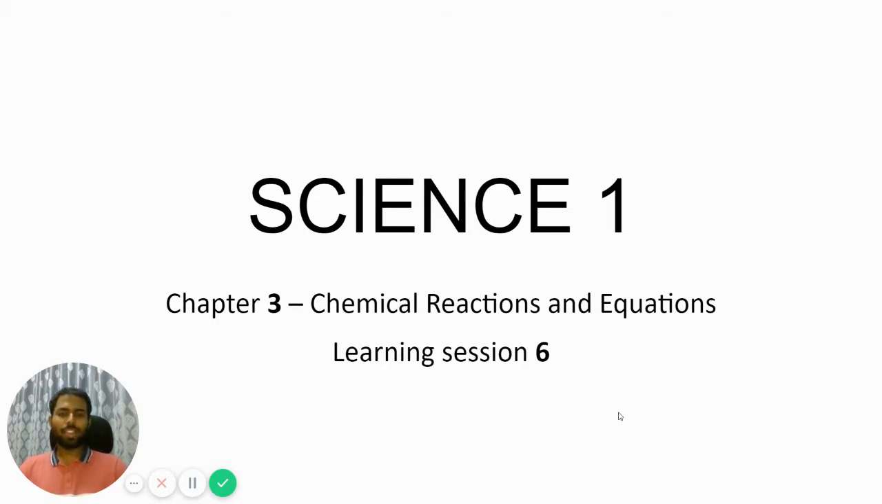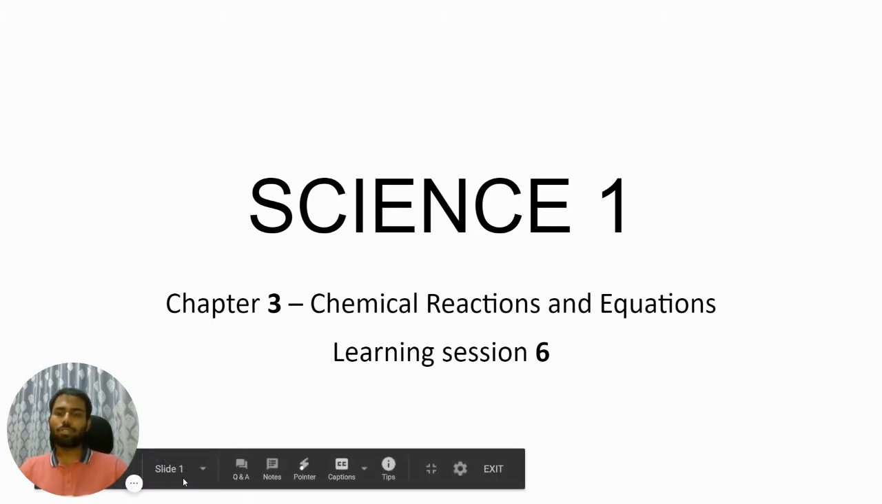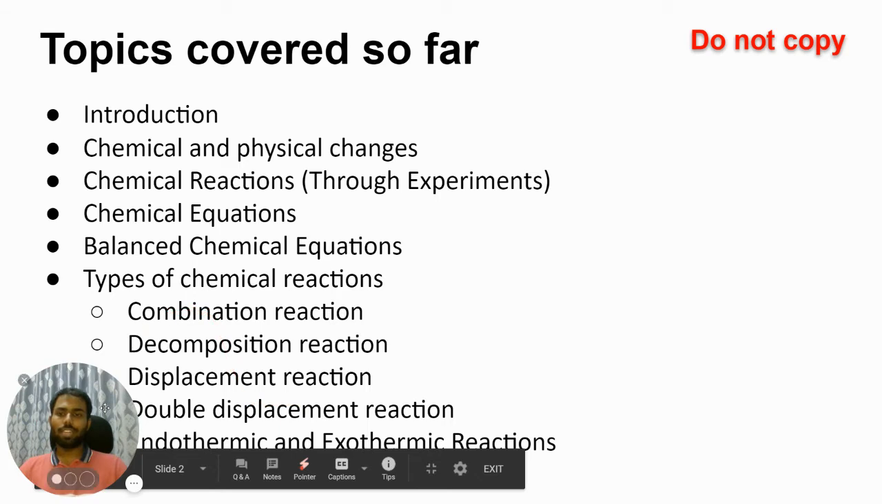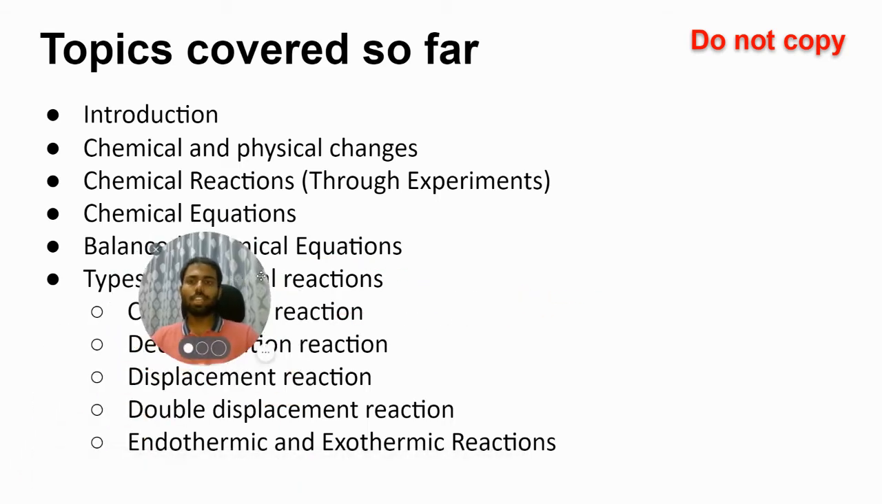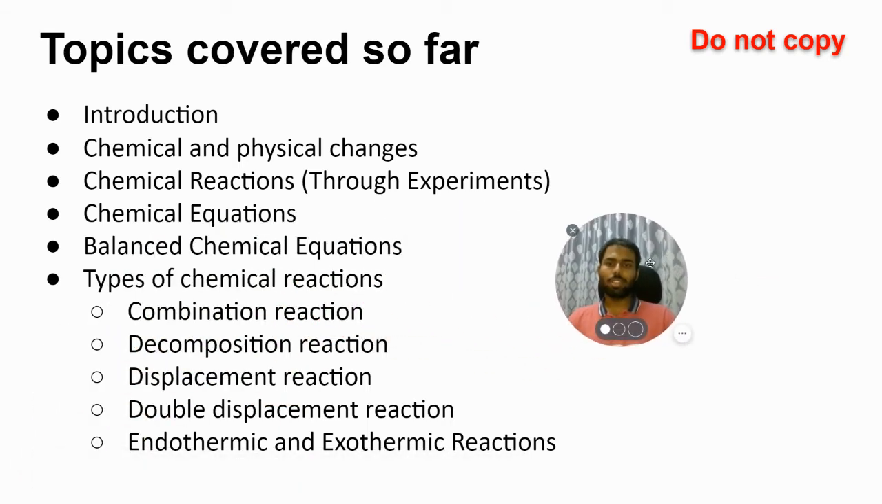Hello and welcome to learning session number 6 of chapter number 3 of Science, which is chemical reactions and equations. So far, what all have we seen in this chapter? We had seen introduction and we had seen chemical and physical changes. What are chemical changes? The changes in which new bonds are formed or a few chemical bonds are broken.